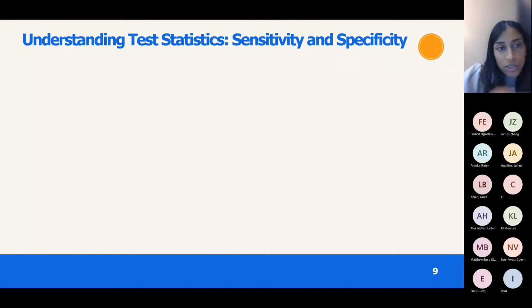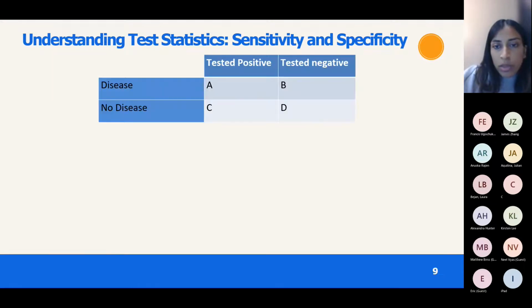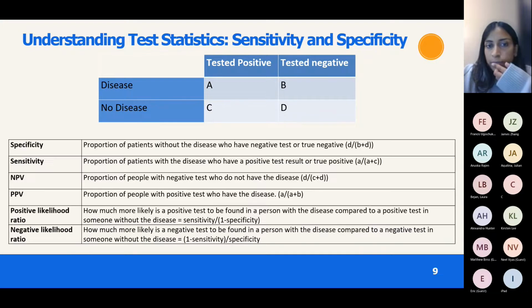So the next thing to talk about is sensitivity and specificity. Sensitivity and specificity is really important for interpretation of how good a test is. And here are some definitions. So specificity is about the proportion of patients without the disease who have a negative test, or a true negative. And sensitivity is the proportion of people with the disease who have a positive test.